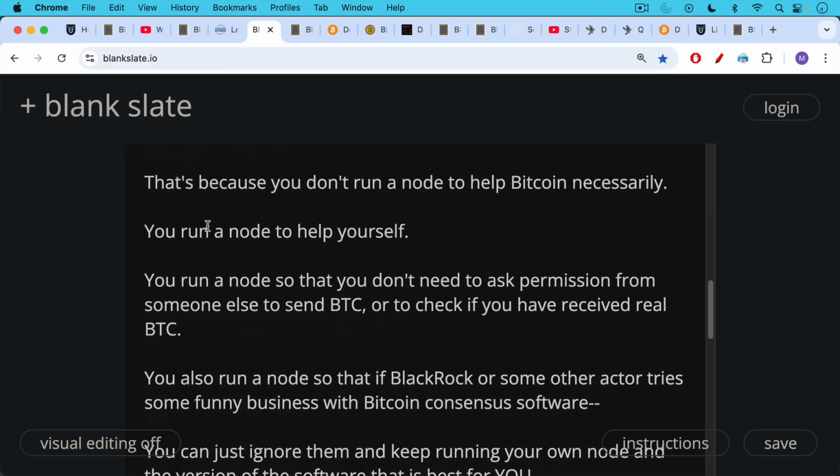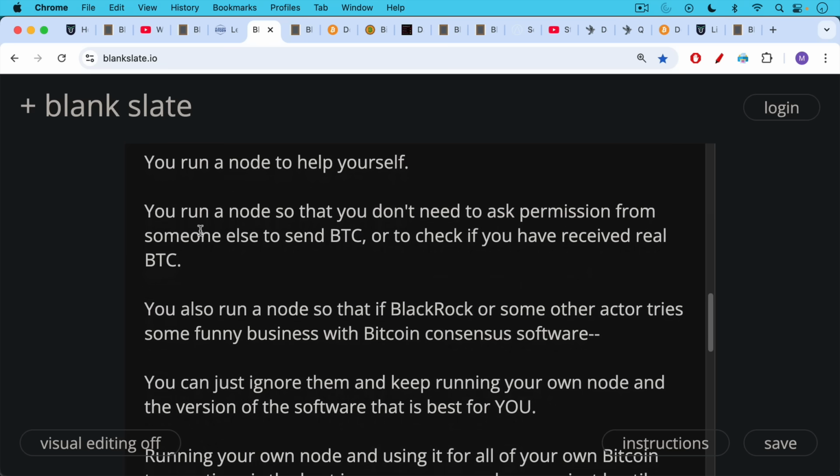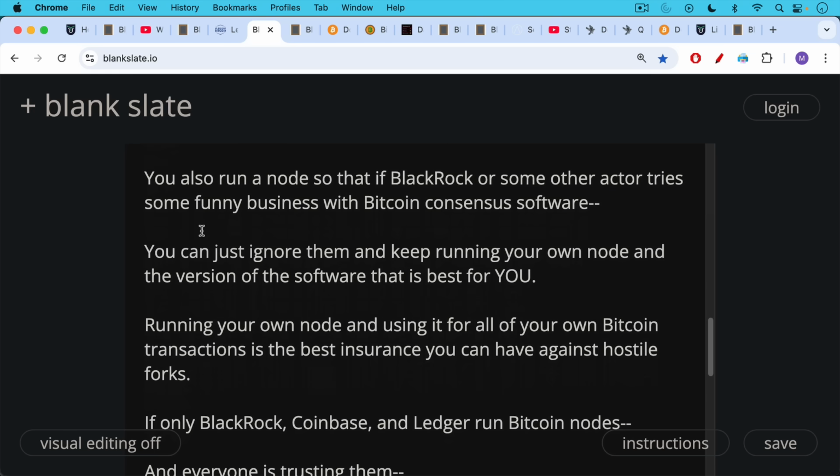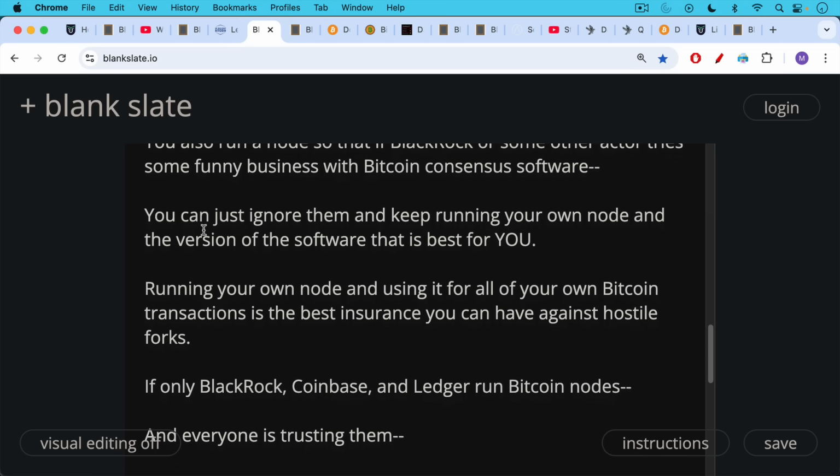You run a node so that you don't need to ask permission from someone else to send Bitcoin or to check if you've received real Bitcoin. You also run a node so that if BlackRock or some other actor tries some funny business with Bitcoin consensus rules, you can just ignore them and keep running your own node and the version of the software that is best for you. Running your own node and using it for all of your own Bitcoin transactions is the best insurance you can have against hostile forks.